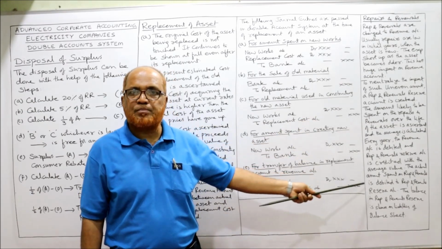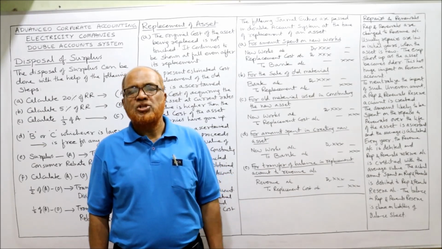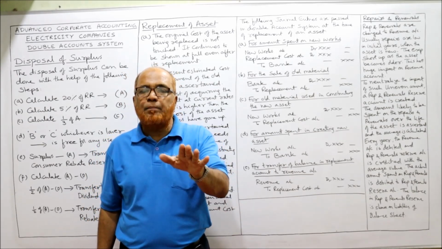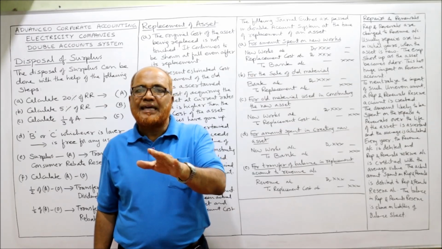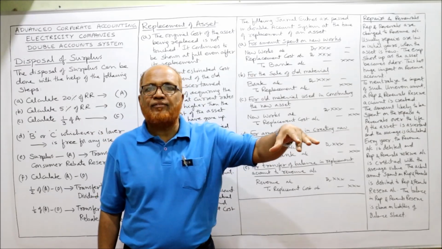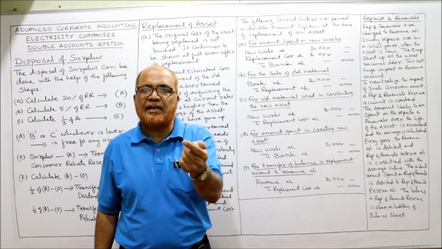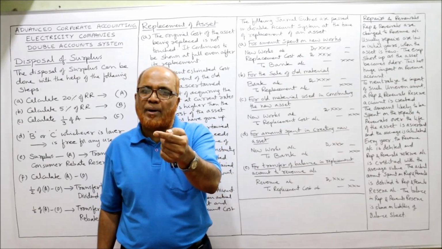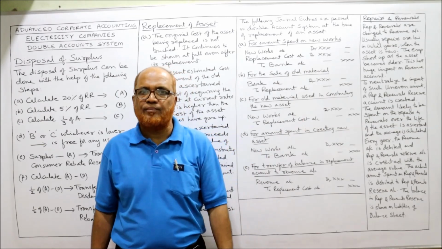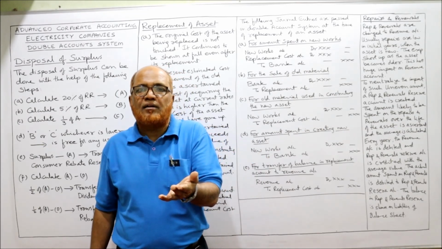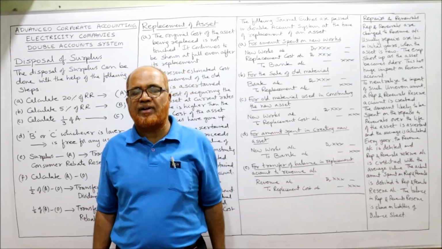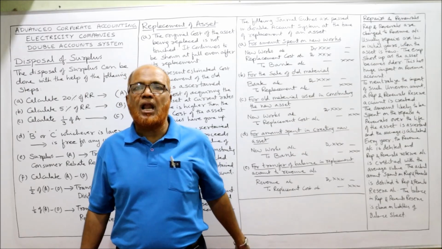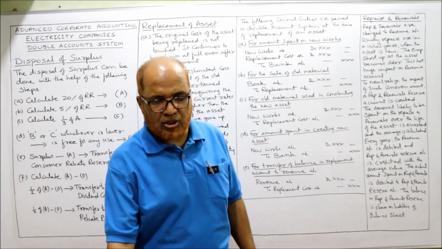This is what I have explained here. So this method they will follow in electricity companies regarding repairs and renewals. Calculate repairs and renewals throughout the life of the asset, divide by life, and get an average. Every year the same repairs and renewals amount will be charged to revenue account. Actual amount spent will be debited to repair and renewal reserve account. The balance in repairs and renewal reserve account will be shown on the liability side of the balance sheet.